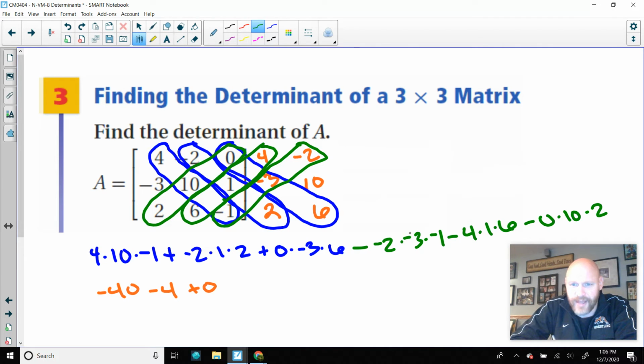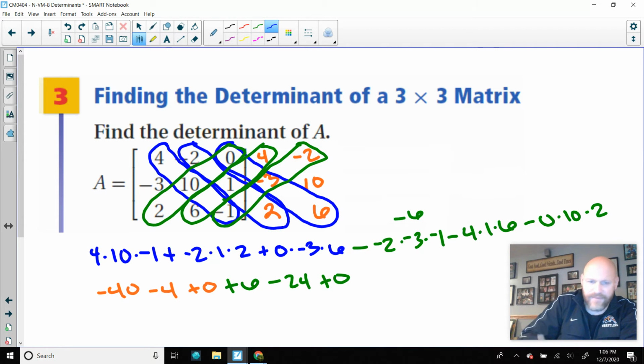-2 times -3 times -1 will actually be a -6. But keep in mind, we're subtracting this -6. A negative times a negative is a positive, times a negative is a -6. And we're subtracting this -6, so we're really going to add 6 there. 4 times 1 times 6 is a 24, and we're subtracting it, so -24. And 0 times 10 times 2 is just going to be 0.